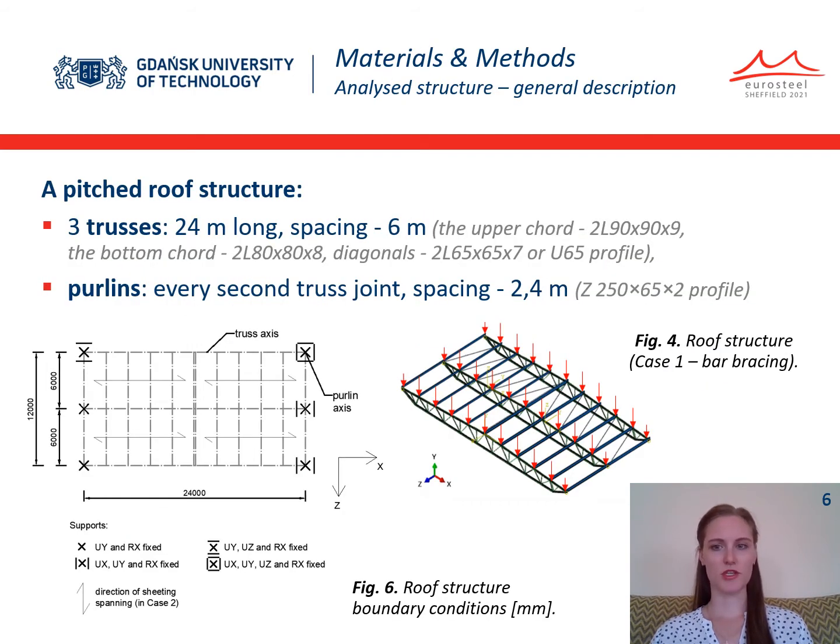The study subject was a pitched roof structure. Part of the roof, consisting of 3 trusses, was extracted for the analysis. The trusses were 24 meters long, with non-uniform depth and 6 meters spacing. Z-purlins were located every second truss joint in 2.4 meters spacing. Trusses were supported according to the scheme presented in Figure 6.